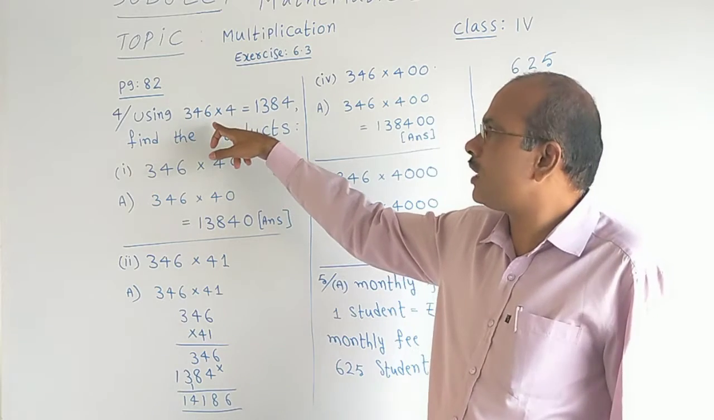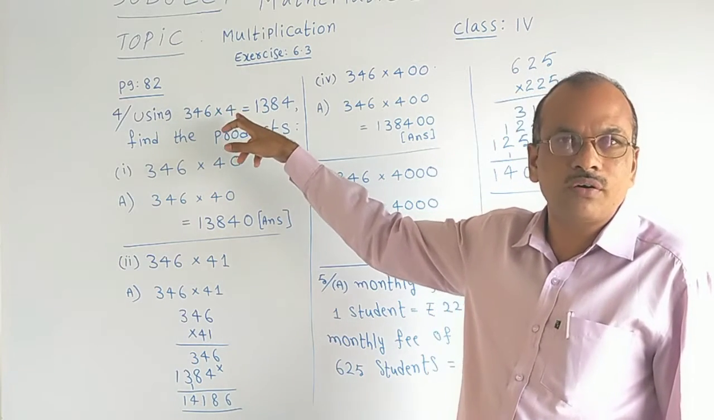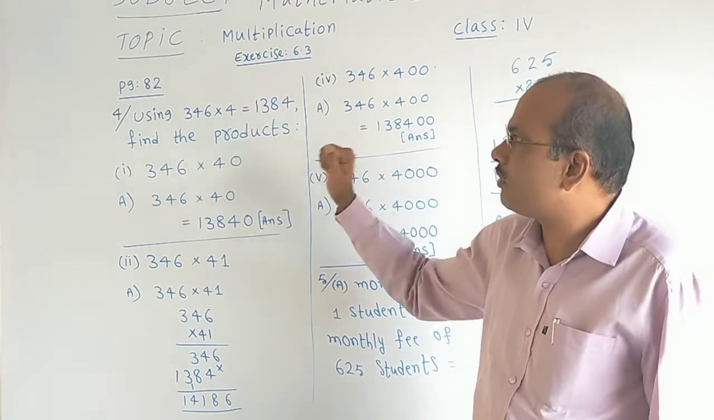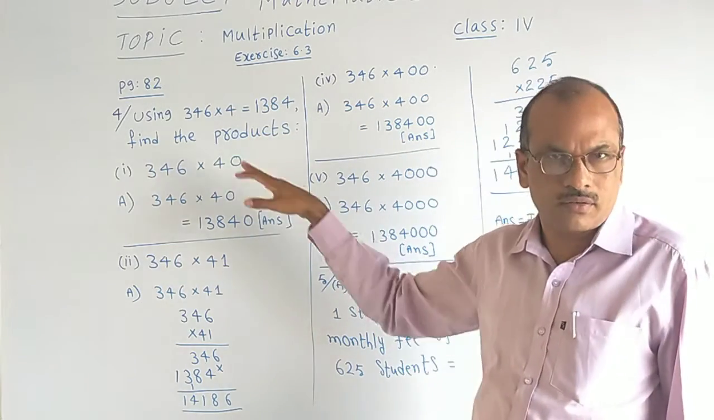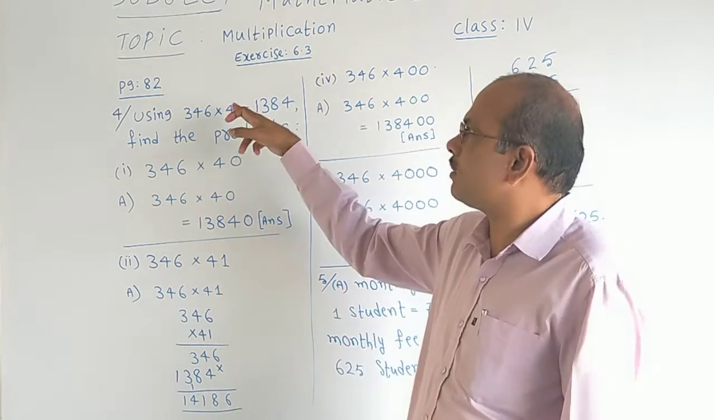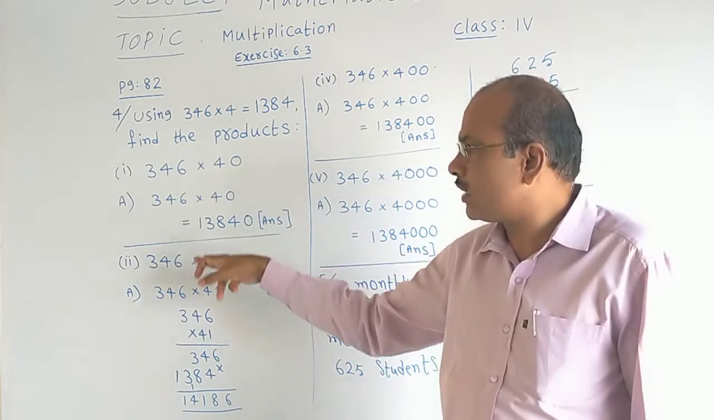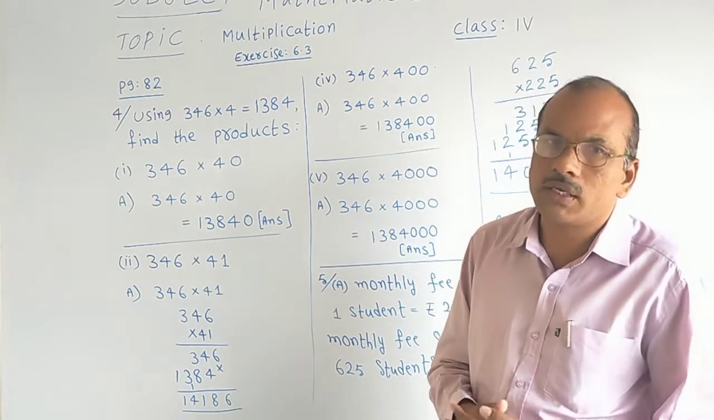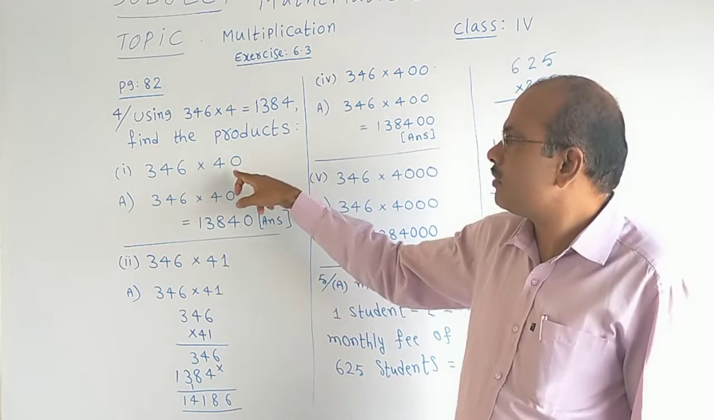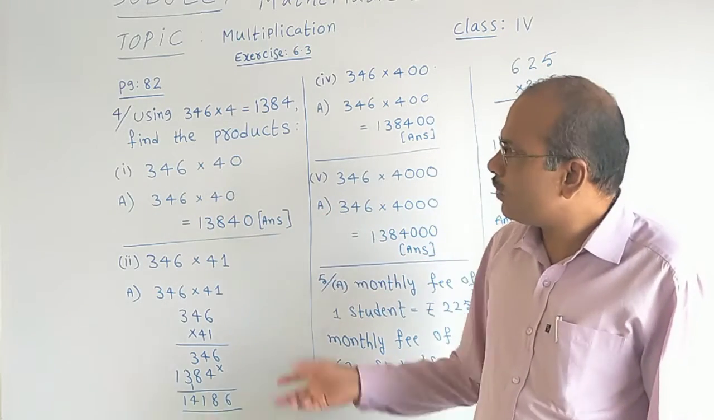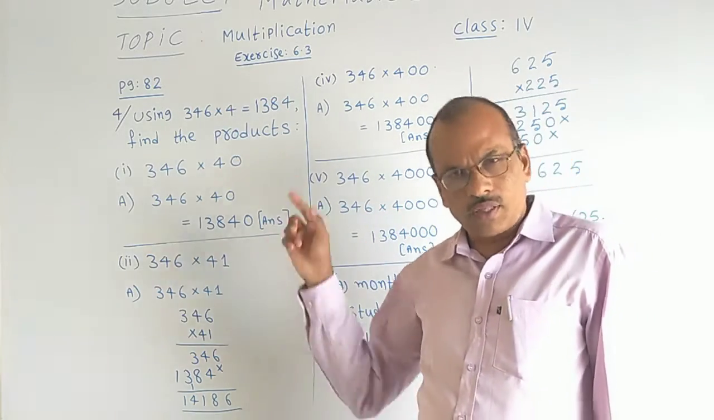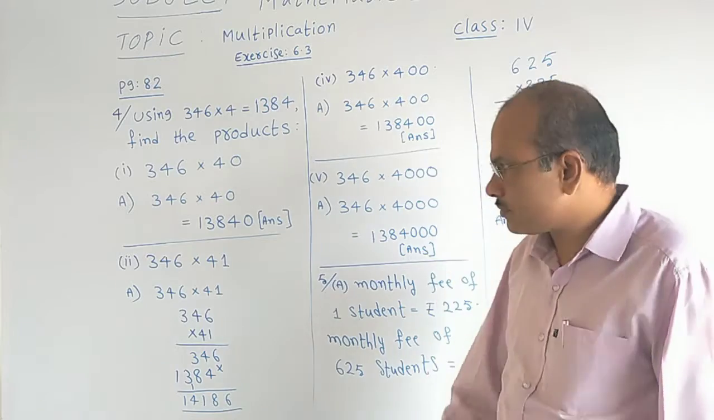Using 346 into 4 is equal to 1384. Find the products for the following sums. So we have to use the knowledge of this, they said, and we can do this part. Let us see the first one: 346 into 40. They only said to use this knowledge to get this product. So that knowledge only we are using here.